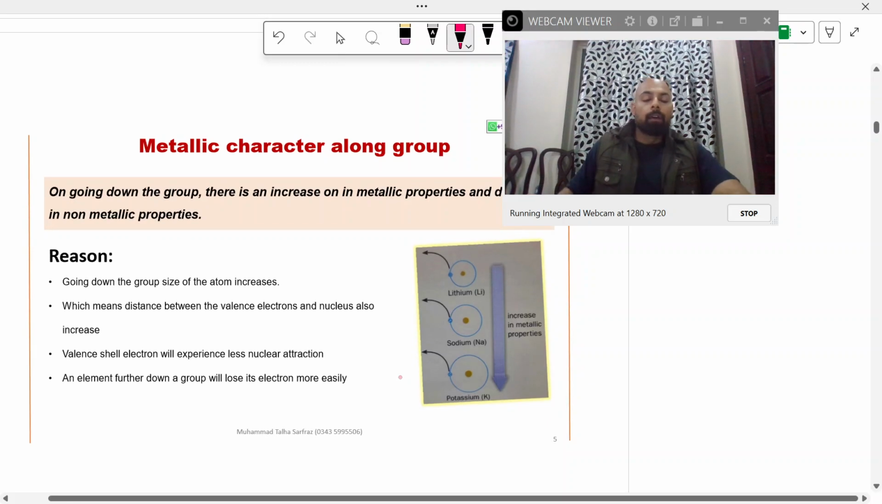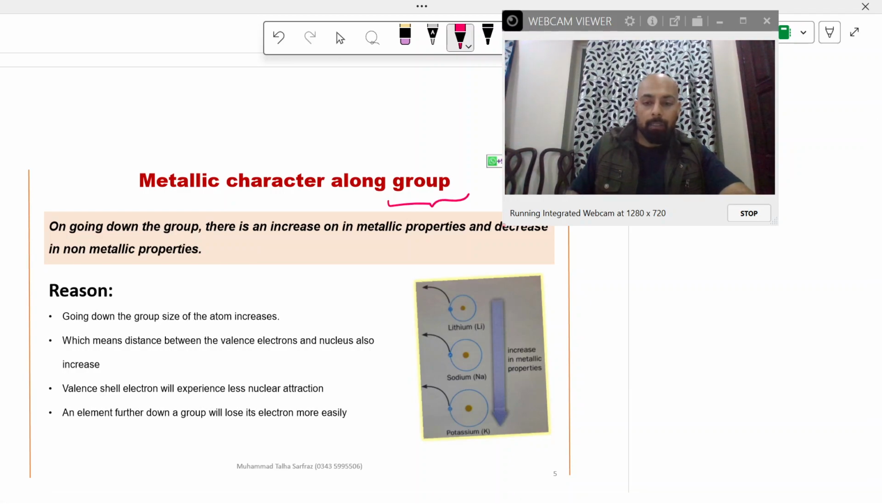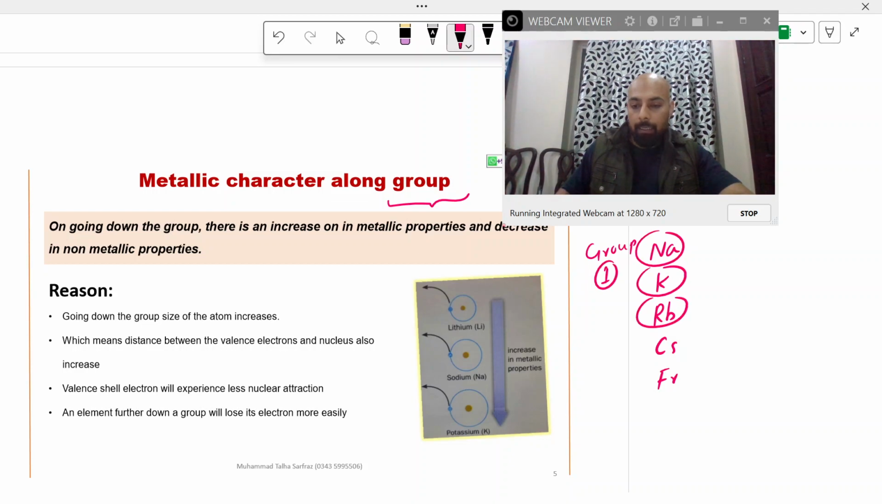Now, let us understand what happens to the metallic character along the group. What do you think? Okay, tell me. For example, let's say group 1, we have sodium, potassium, rubidium, cesium, and francium. So this is basically group 1, just giving an example. All of them are basically metals.